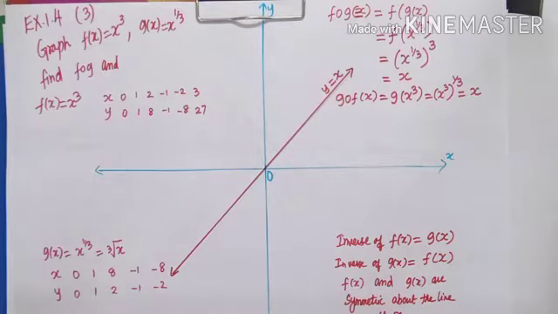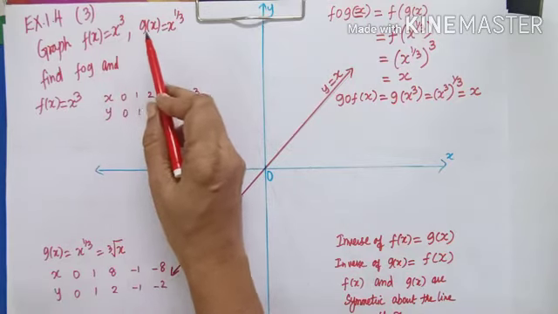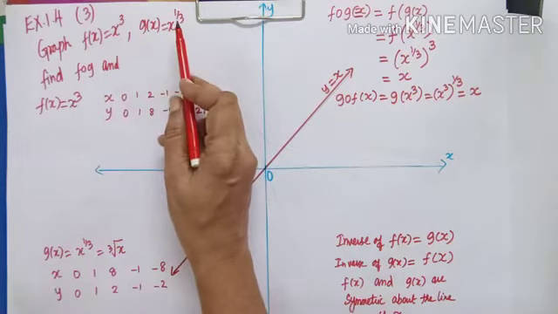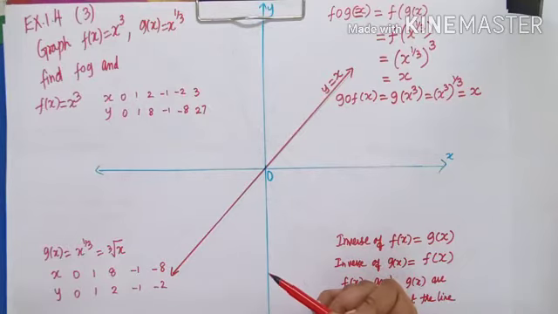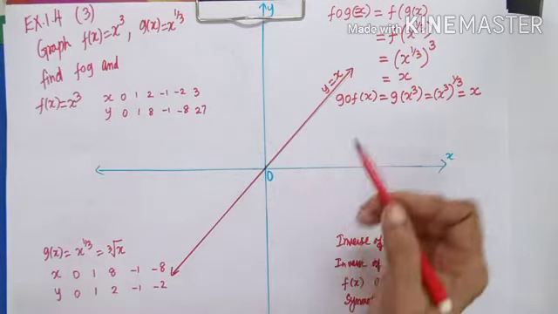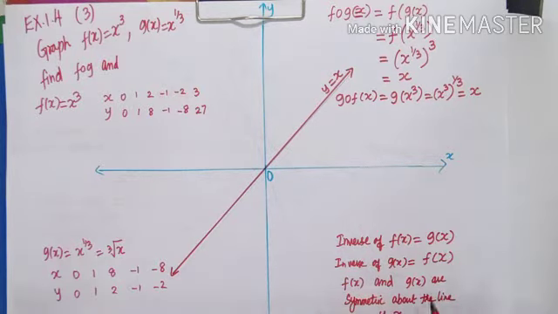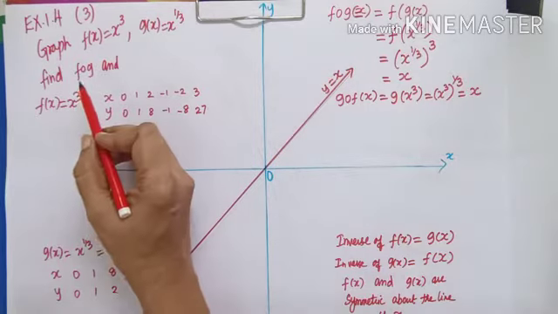Exercise 1.4, question number 3. Graph f of x equals x cube and g of x equals x power 1 by 3. We need to find f composition g and g composition f and show they are inverses of each other. The very first idea, let us plot it.